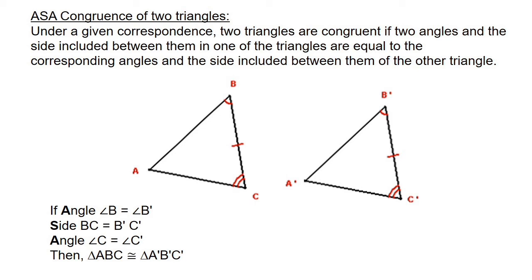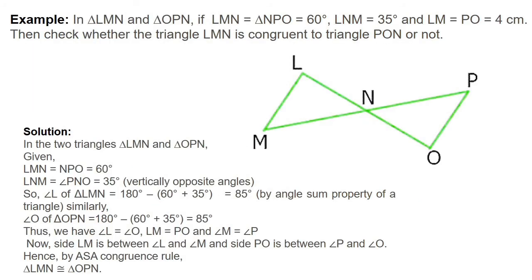Given below are the two triangles, triangle ABC and triangle A'B'C'. If angle B is equal to angle B', side BC is equal to side B'C', and angle C is equal to angle C', then we say that triangle ABC is congruent to triangle A'B'C'.